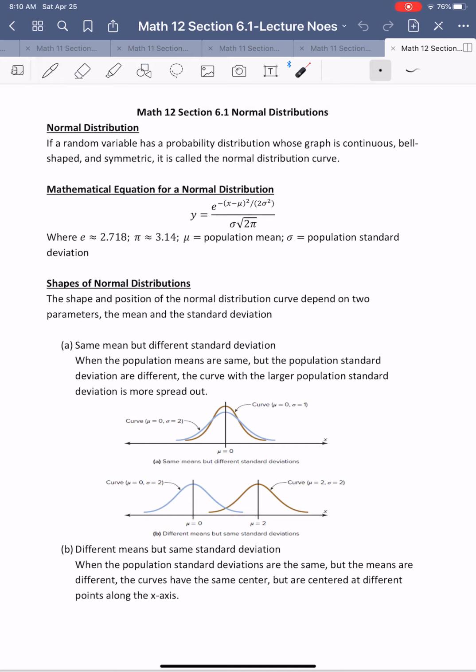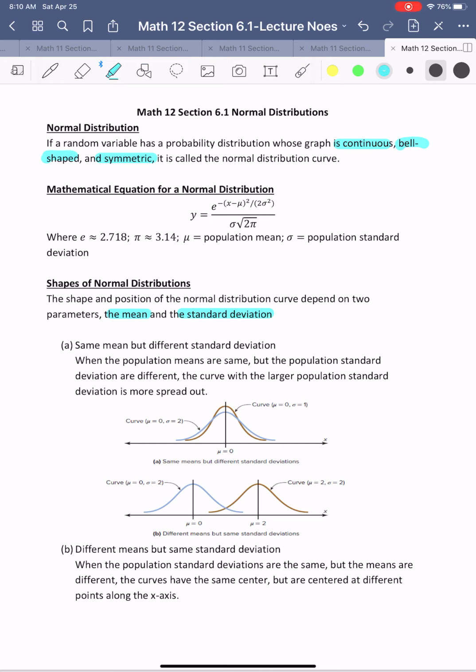Shapes of the normal distribution: we already said that the normal distribution is continuous, bell-shaped, and symmetric. The shape and position of the normal distribution curves depend on two parameters, which are the mean and the standard deviation. First, same mean but different standard deviation.